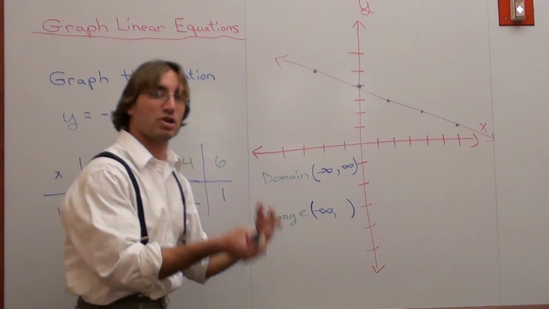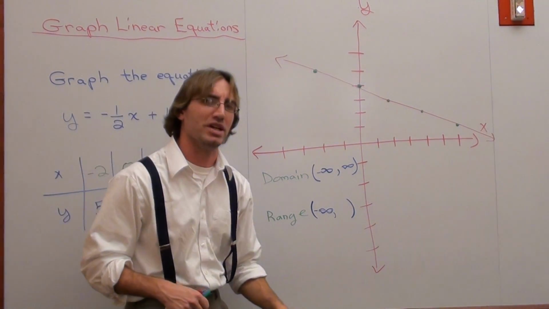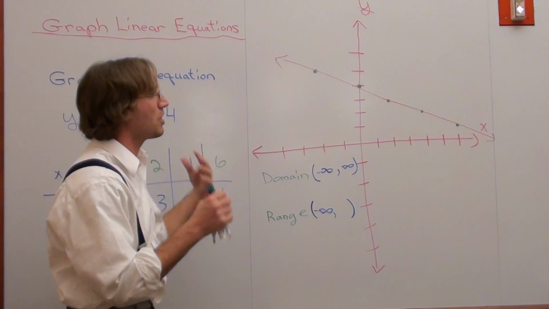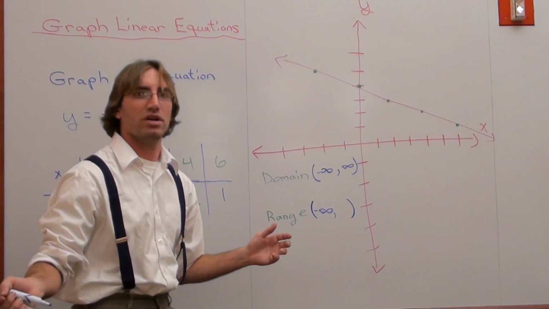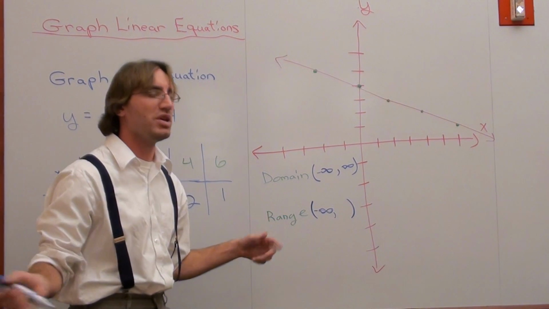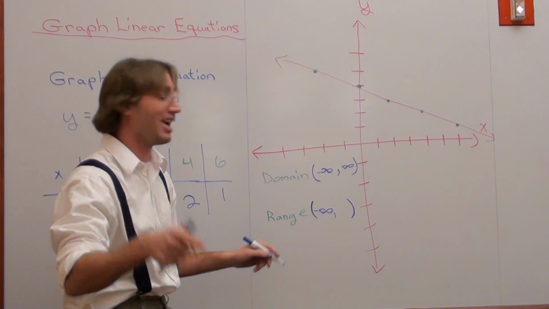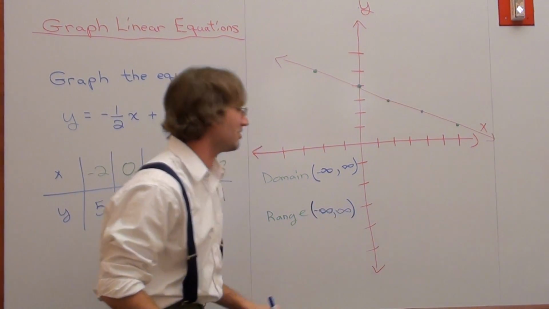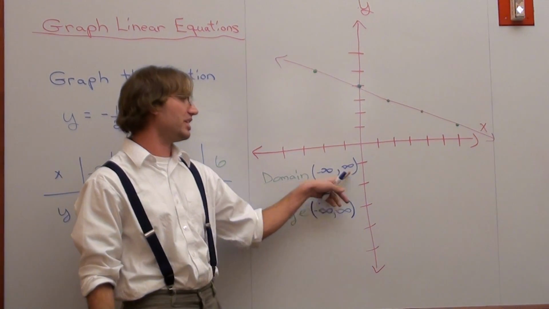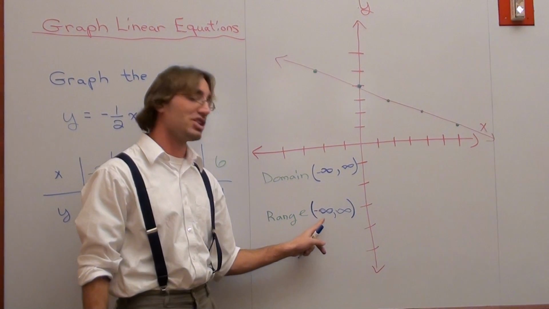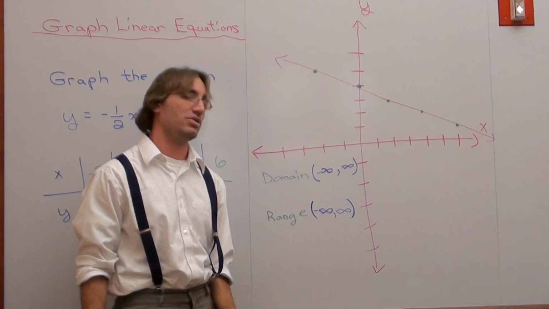Will it ever stop going up? Will it ever reach its limit? No, it won't. It'll just keep going and going. Well, how long does it go? It goes forever. What does forever mean? I'm glad you asked that again. It means infinity. So your domain on this particular graph is negative infinity to infinity, and your range on this particular graph is negative infinity to infinity.